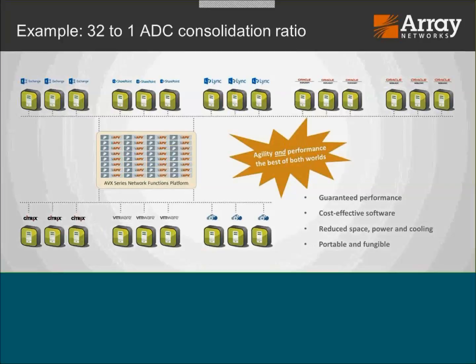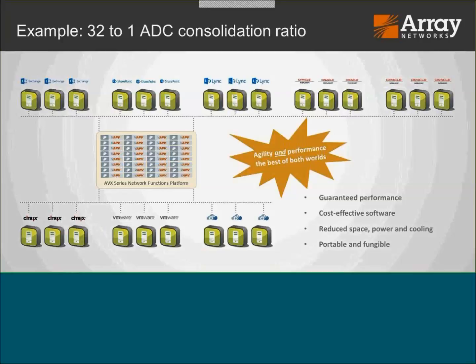And what we really want to do is something that looks like this, right? If I support the same exact use case using our network functions platform, I can consolidate 32 of our VAPV virtual ADC hosted on our network functions platform, each of which delivering the same level of performance as the dedicated load balancers, and each of which being fully independent, same as the traditional approach. So what do we get? Agility and performance, the best of both worlds. Guaranteed performance, cost-effective, significantly reduced space, power, and cooling, and licenses and functions that are portable and fungible. So again, that best of both worlds.